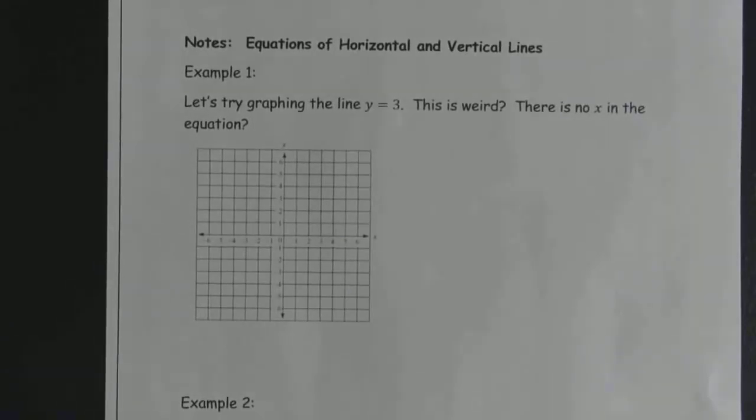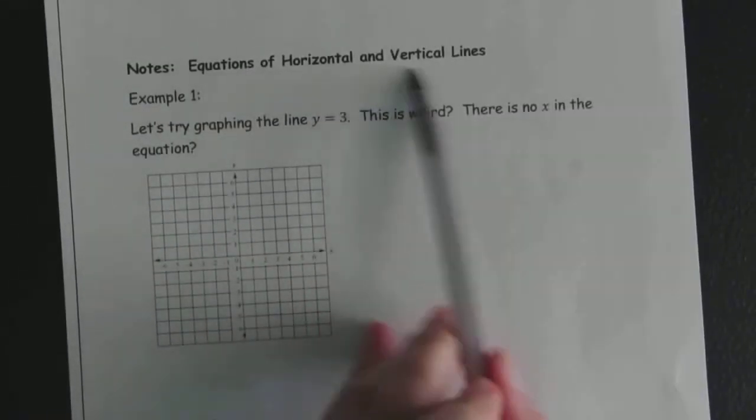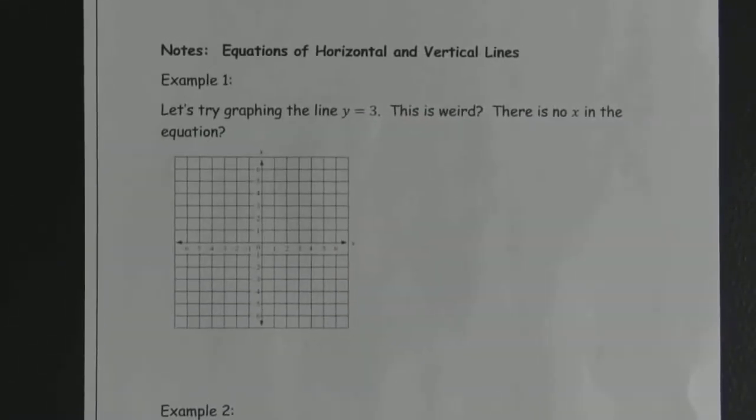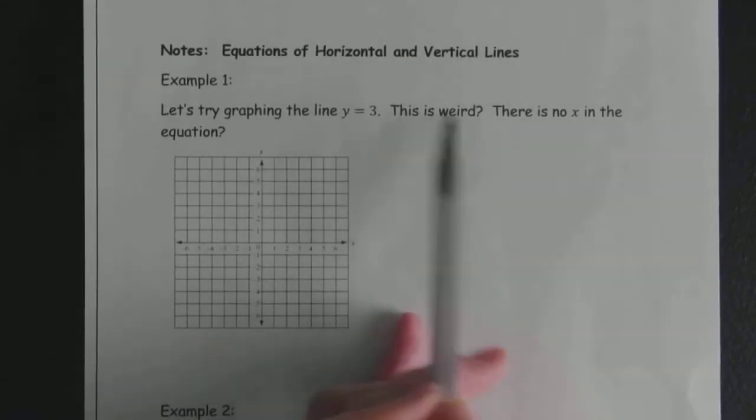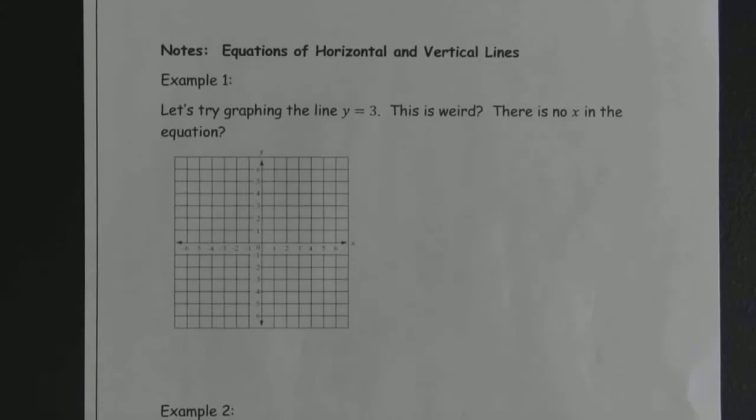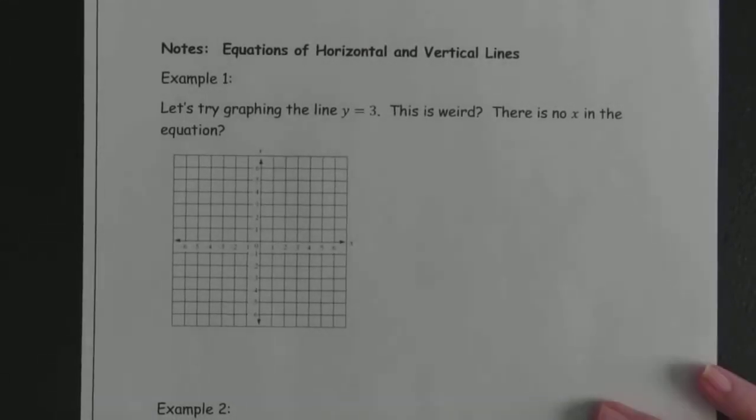Hi everybody, and thanks for tuning in to our video here on our note sheet, which is titled Equations of Horizontal and Vertical Lines. And I'm going to tell you right now, these are the weirdos. That's why I use the word weird in here. They're just different. They don't make sense at first, but then they do make sense. So go along with me here.